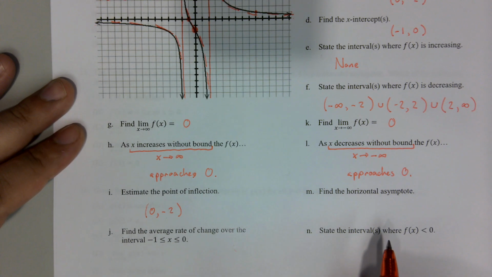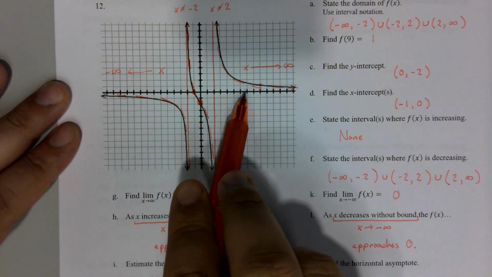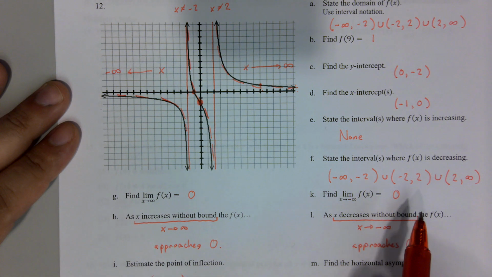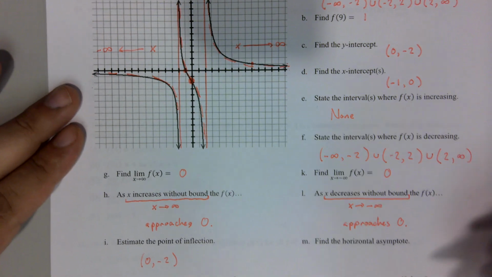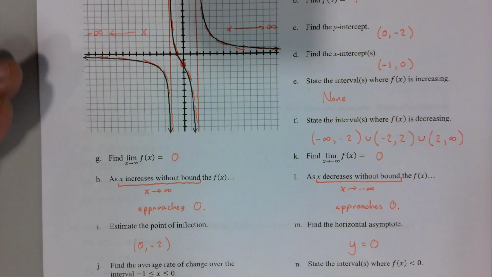What about the horizontal asymptote? Do we have one here? Well, as x goes towards positive infinity, we've already determined that that is 0, and as x goes towards negative infinity, it's also 0. So our horizontal asymptote is y equals 0.